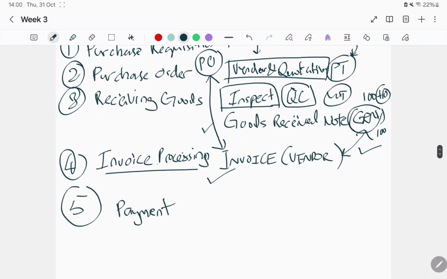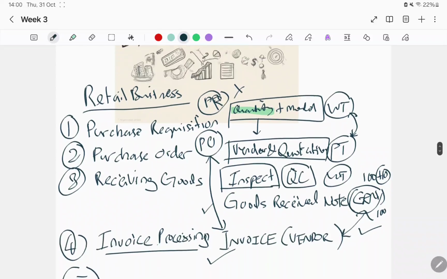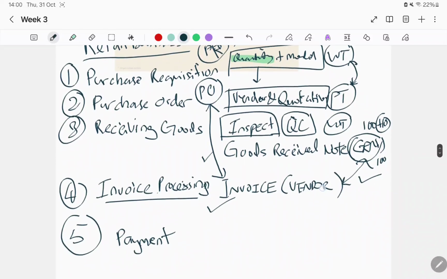Of course, we will go into detail on the internal process later on, in the chapter when we touch on internal control. And pretty much that's it for the expenditure cycle for our retail business.